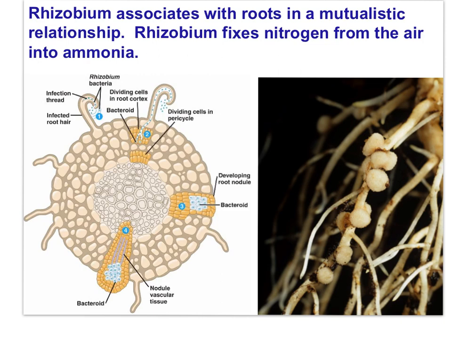The relationship between rhizobium and the plant is mutualistic. Both species benefit. Rhizobium fixes nitrogen from the air into ammonia, providing fixed nitrogen to the plant. The plant provides sugars to the bacteria, for the purposes of respiration.